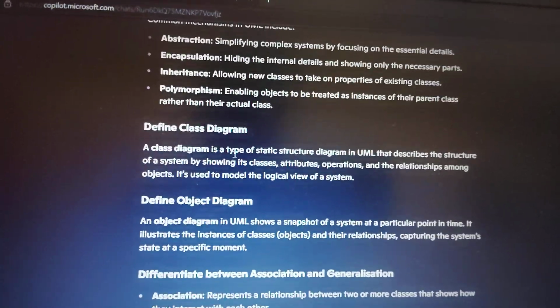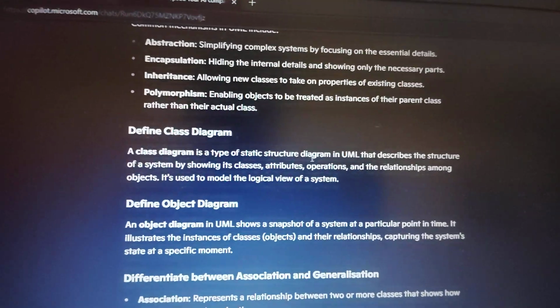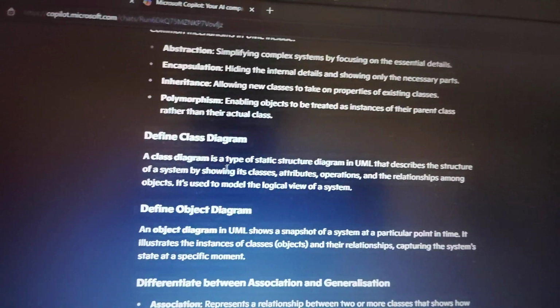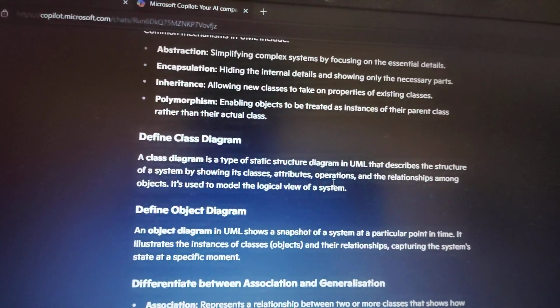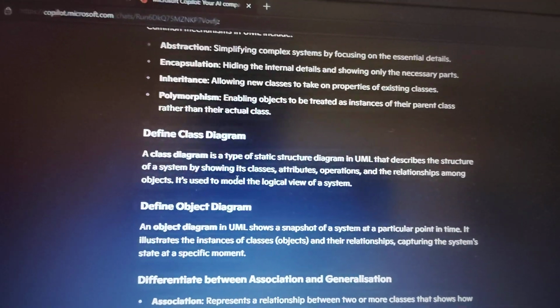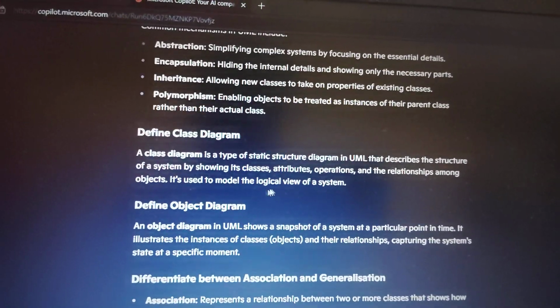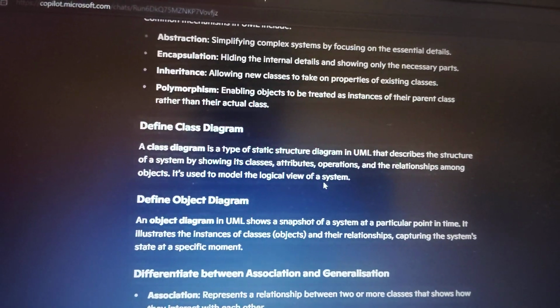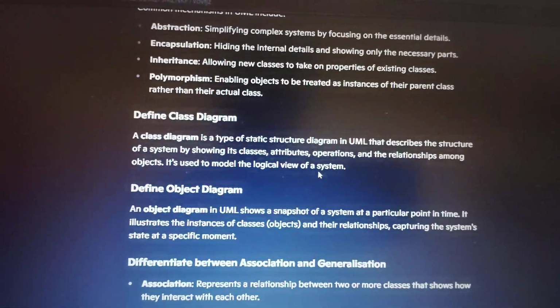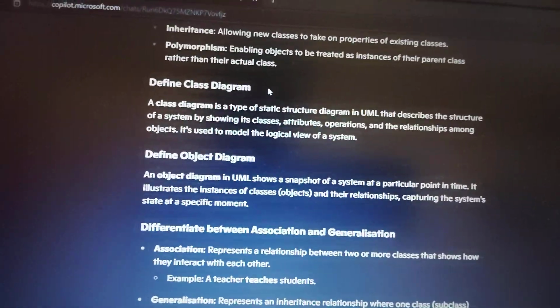Define class diagram. We already know a class diagram is a type of static structure diagram in UML that describes the structure of a system by showing its classes, attributes, operations, and the relationships among objects. It is used to model the logical view of a system. I think you got it. Now similarly, class completed. Now object.